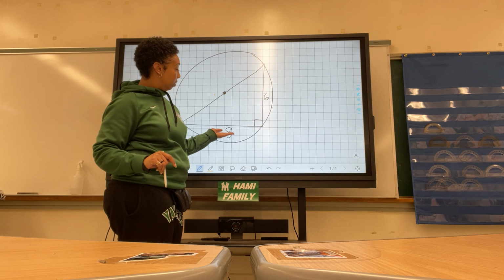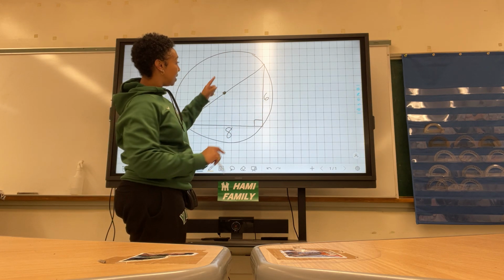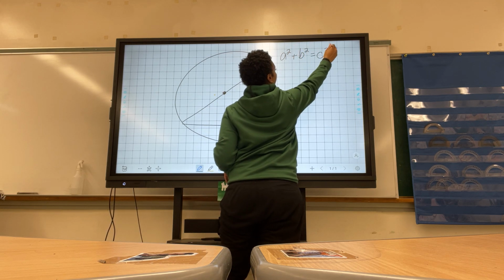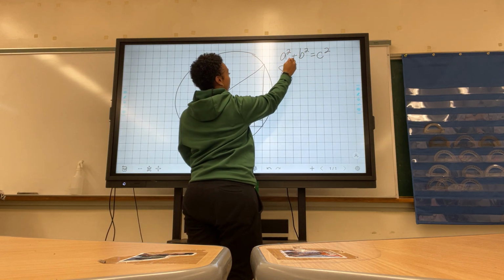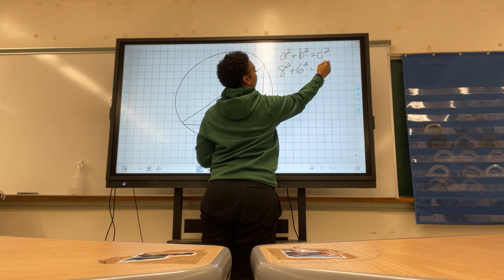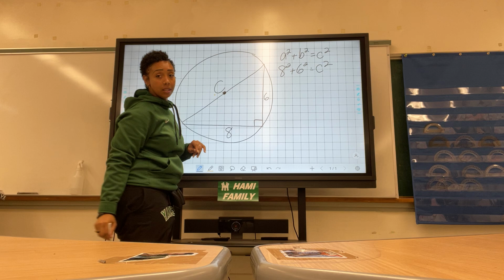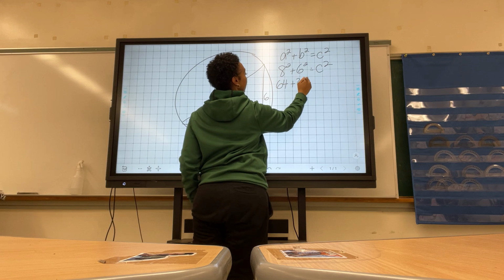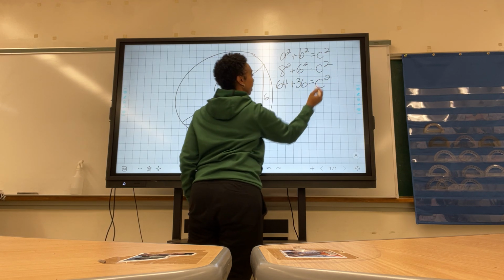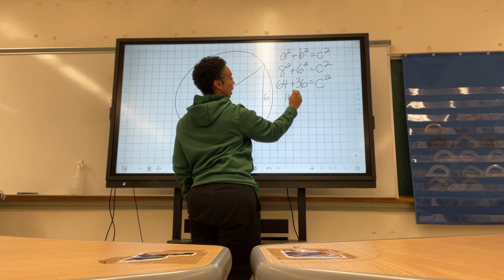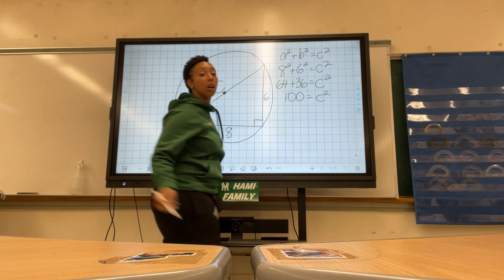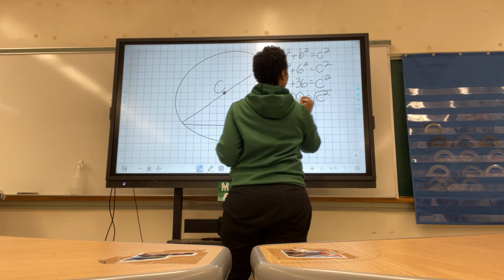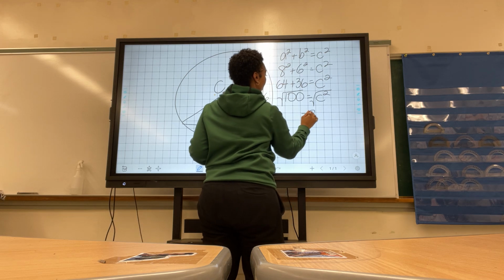So, pretty simple. I have A and B. I don't have C. Remember Pythagorean theorem, A squared plus B squared equals C squared. So I'm going to do A squared plus B squared equals C squared. C is our diameter in this case. Okay? And so now I have 64 plus 36 equals C squared. When I add these two together, I get 100 equals C squared, and we know to undo square, we need to use square root. So I'm going to square root both sides, and I get C equals 10.